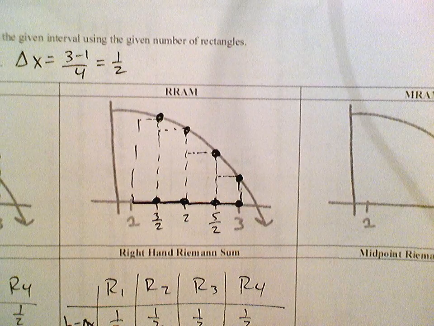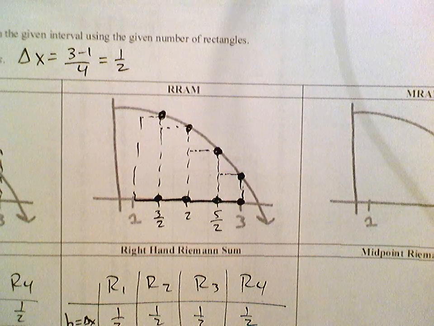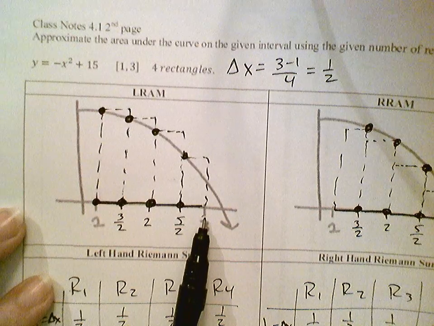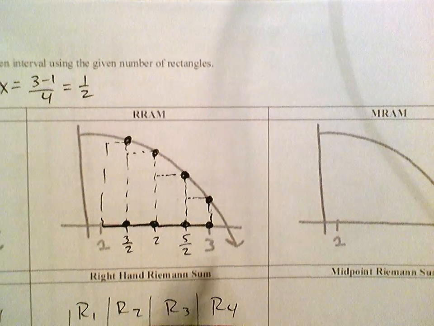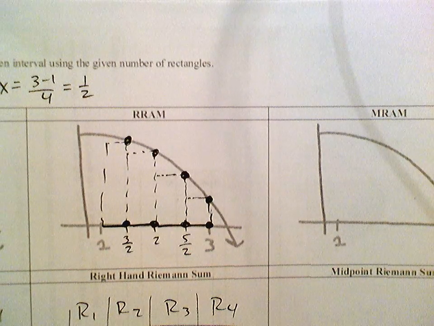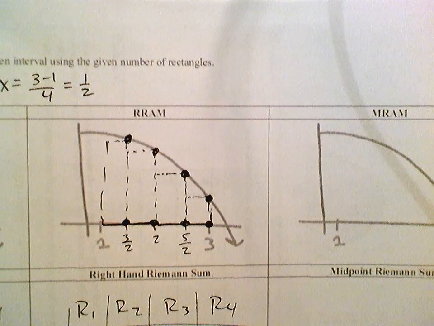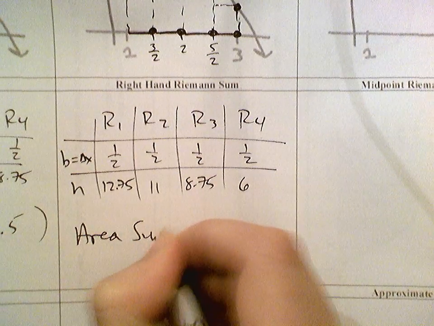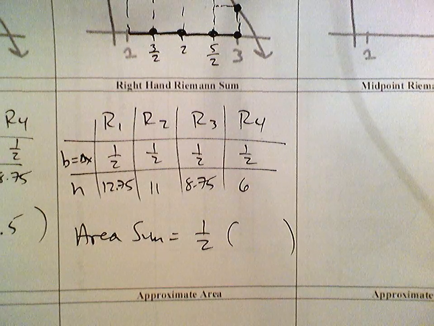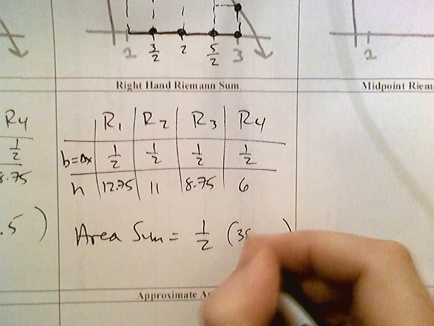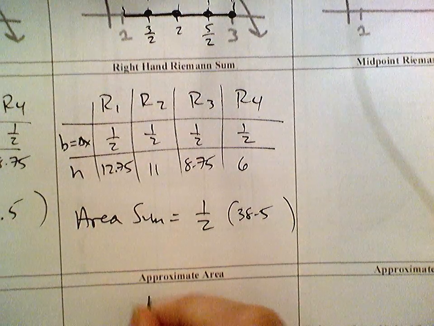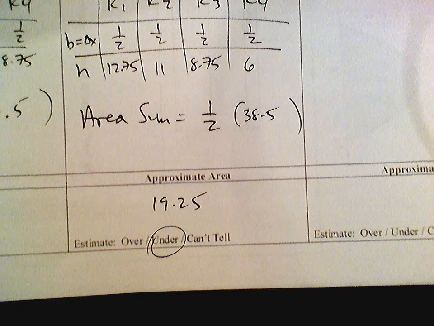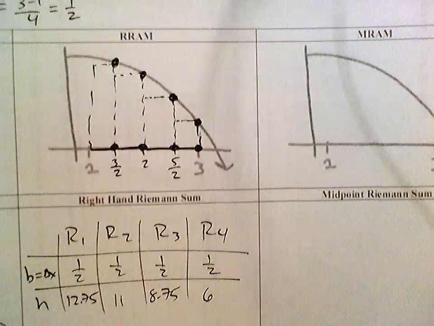8.75. And then remember for the left one, we didn't use the rightmost endpoint. But here we did use the rightmost endpoint. It was the leftmost endpoint that we didn't use. Because on that first subinterval, you go to the right endpoint. Okay, so the area sum is a half. And then when I added up all of these heights, I got 38.5. And then I got 19.25. And this is clearly an underestimate.